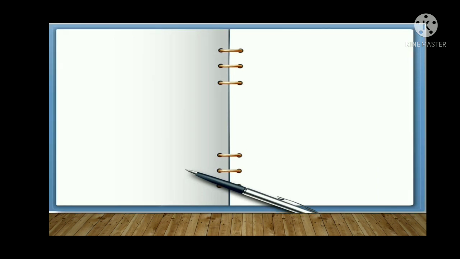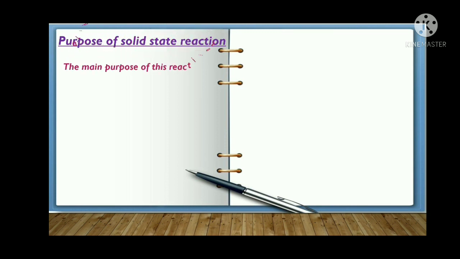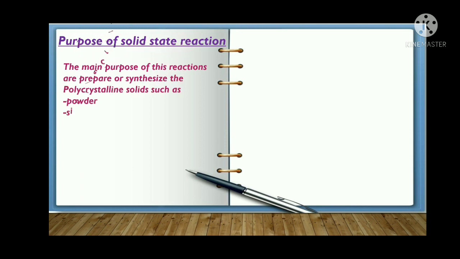Now the question comes to your mind: if solid state reactions are complicated, then why do we use them rather than organic and inorganic reactions? The main purpose of solid state reactions is that they are mainly used to prepare or synthesize polycrystalline solids. What does polycrystalline mean? Solids in the form of powder, single crystals, or solid pieces.